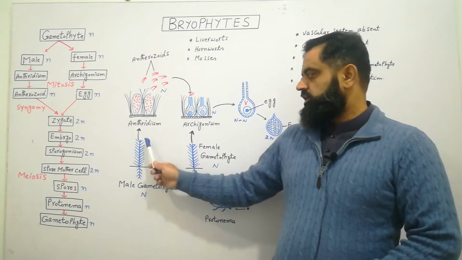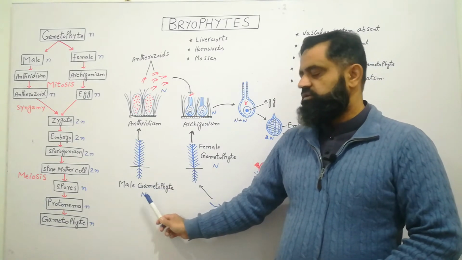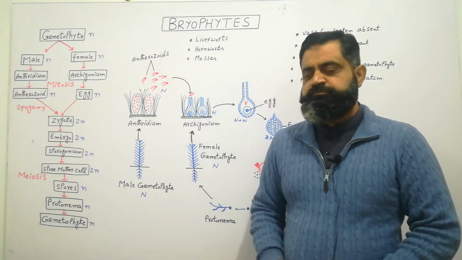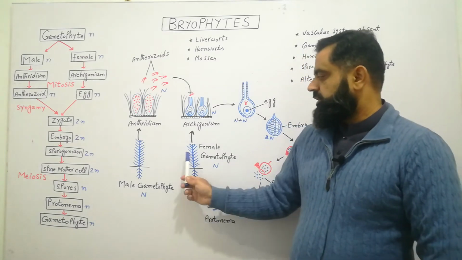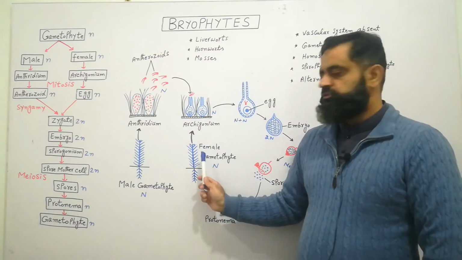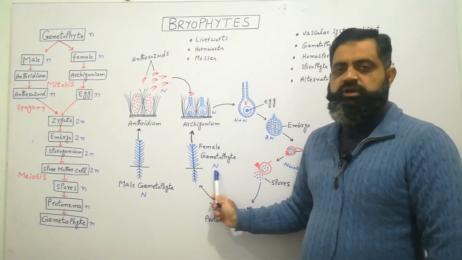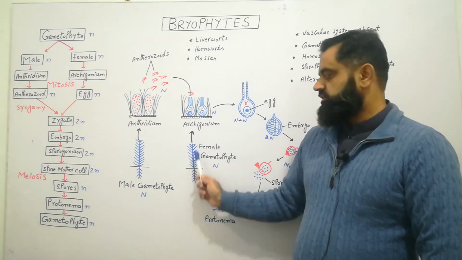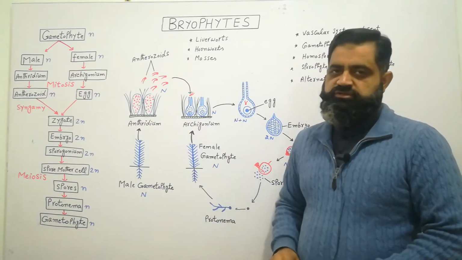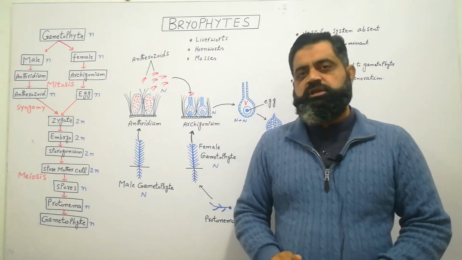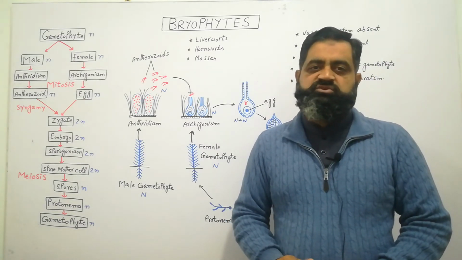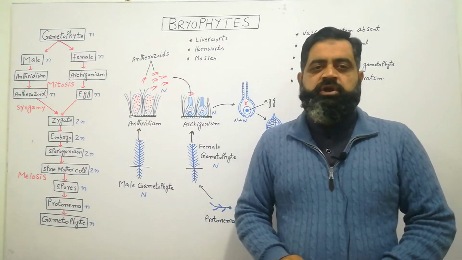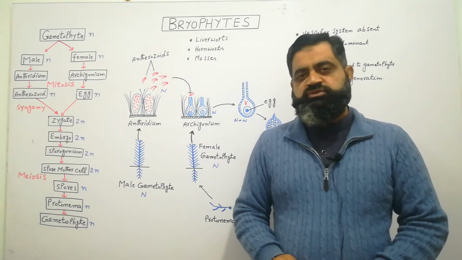This plant body is known as the male gametophyte, which is haploid. It means it has half the number of chromosomes. The second plant is the female gametophyte. The female gametophyte is also haploid. It has root-like rhizoids, stem-like structure and leaf-like structure. Remember, these male and female gametophytes do not have a vascular system, xylem and phloem. So that is why bryophytes are known as non-vascular plants.